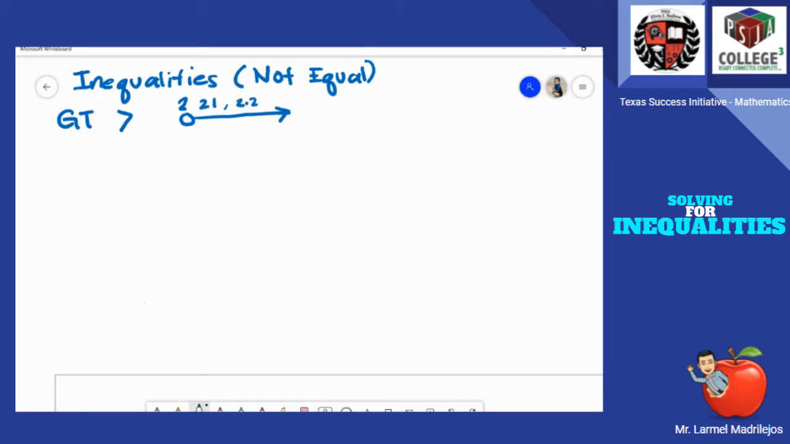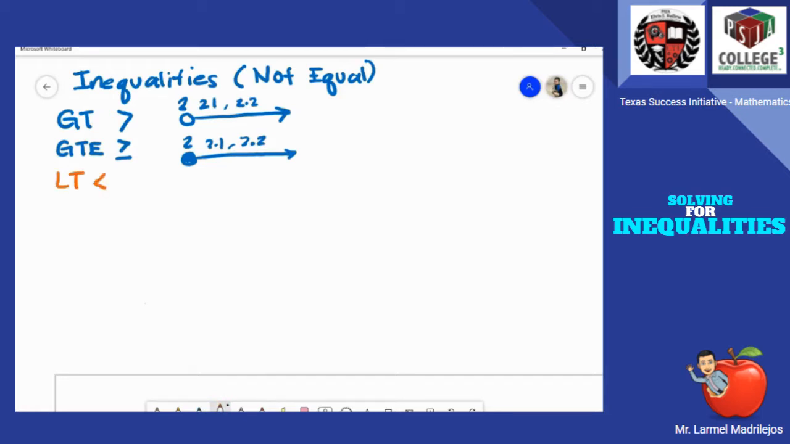Now there is another one, greater than and equal. Okay, so this one is again 2. It's 2 shaded part and bigger. 2 is part of the answer, while greater than 2 is not part of the answer. So 2.1, 2.2, and so on.